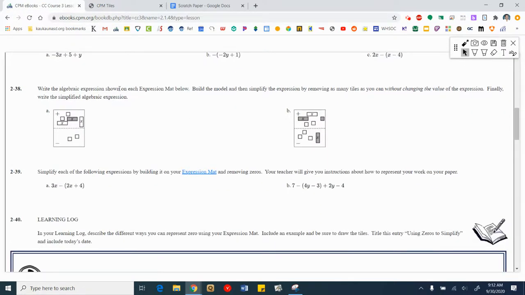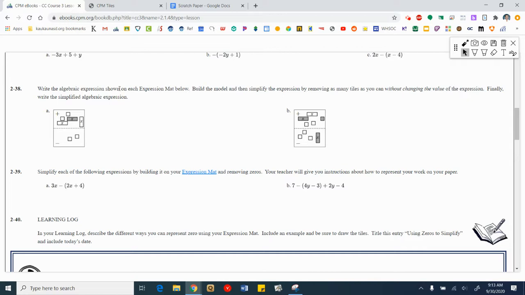All right, 238. Write the algebraic expression shown on each expression mat below. Build the model and then simplify the expression by removing as many tiles as you can without changing the value of the expression. Finally, write the simplified algebraic expression. So go ahead and pause the video, try it on your own, and then check back, and I will walk you through it.